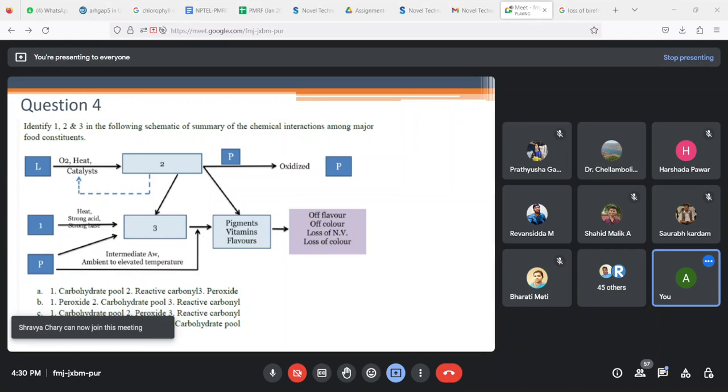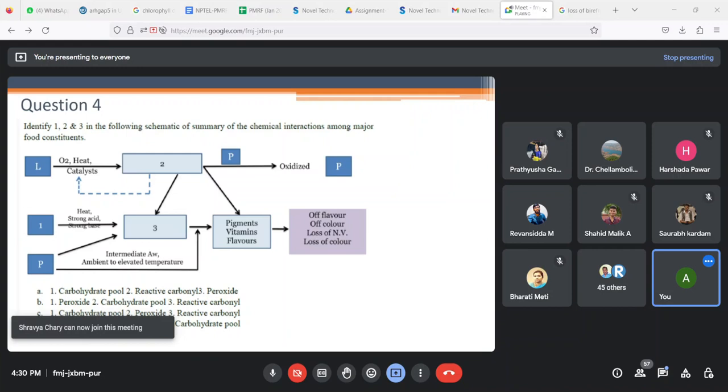Okay, moving to question 4. Identify 1, 2 and 3 in the following schematic of summary of the chemical interactions among major food constituents. So 1 is here, 2 is here and 3 is here.